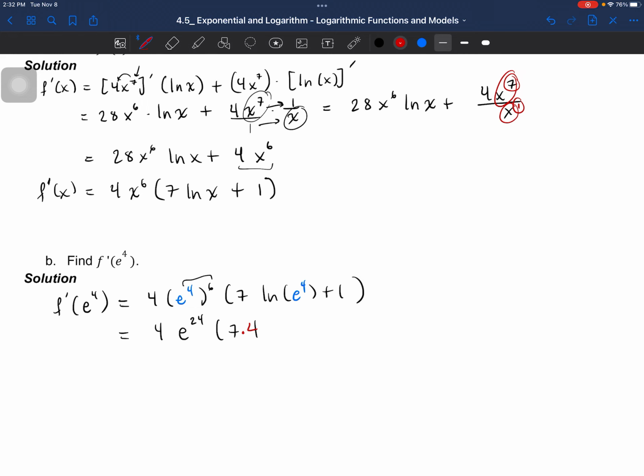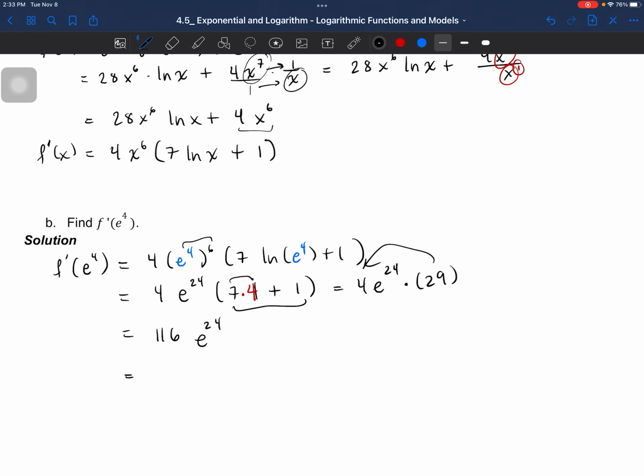Then 7, and here it's interesting because if you remember, the natural log and e are inverses of each other. They undo each other, leaving you with a 4 behind. So that's going to be a 4. So product of 4, and plus your 1. So we simplify this right here because we can. That's going to be 28 from here plus 1, that's 29. We can just multiply that with the 4. So that's going to be 116 e to the 24.